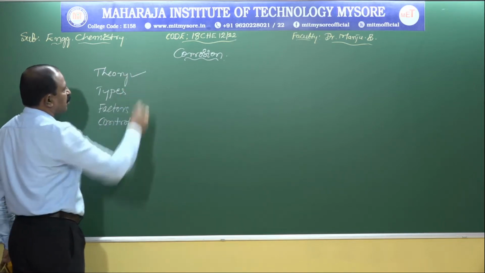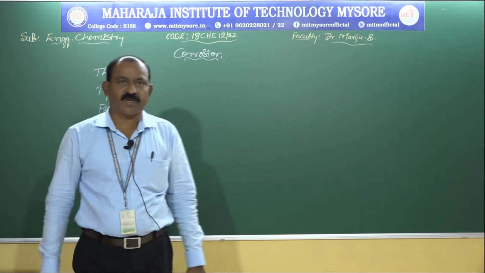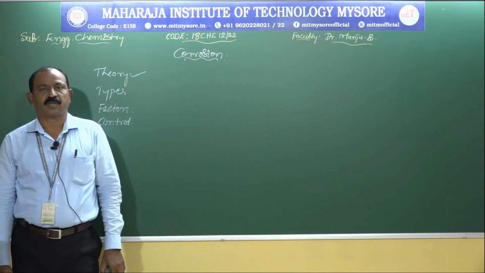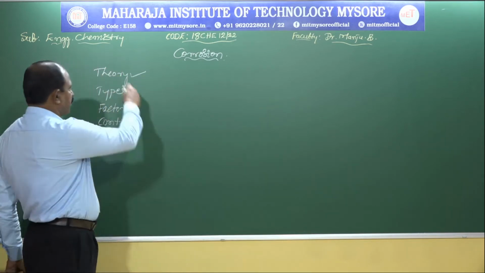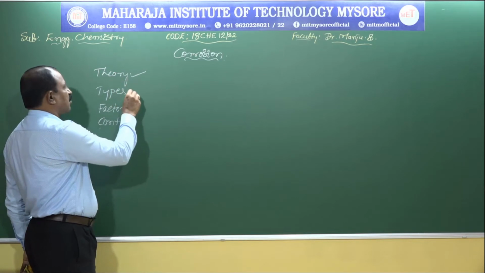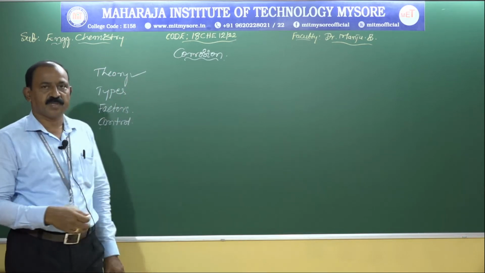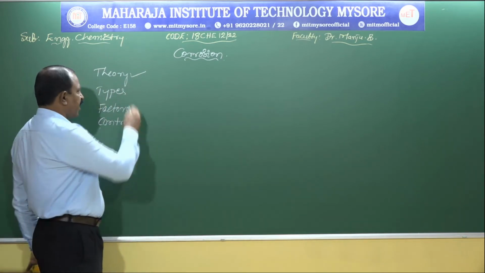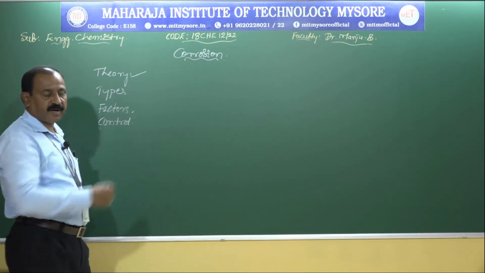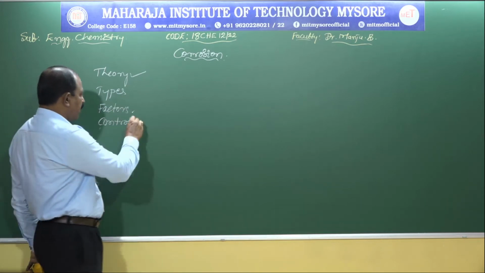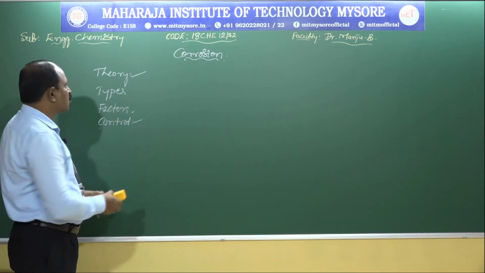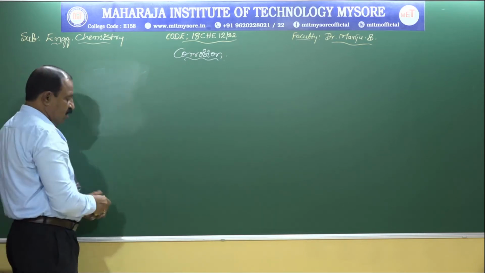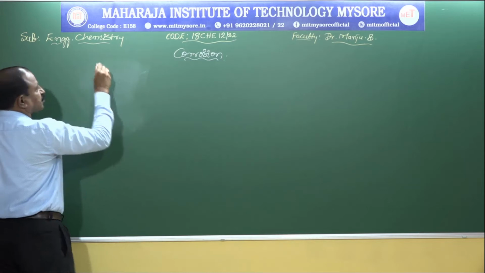Now the theory is over. There are two theories: the electrochemical theory of corrosion and the differential aeration theory of corrosion. For types, there are three: differential metal corrosion, waterline corrosion, and pitting corrosion. We discussed five important factors. The remaining topic is control, and today I am going to discuss corrosion control in detail.